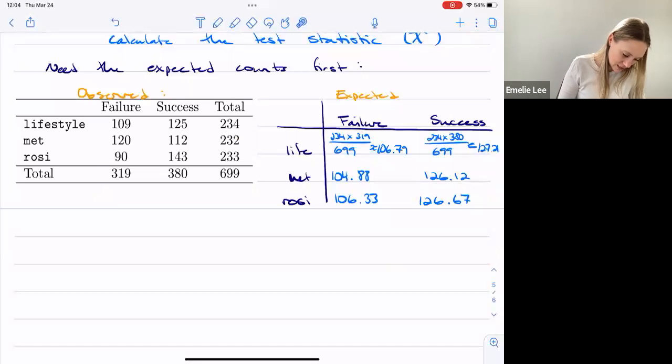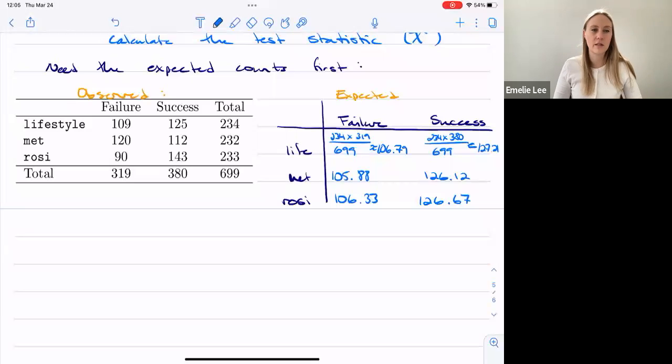232 times 319 divided by 699. Ha. 105. That'll do. Good thing I didn't subtract and go from there. 232 times 380, I'm just going to confirm that one, divided by 699. 126.12. Okay, good. 105.88 plus 126.12. Phew. Now it adds to 232.